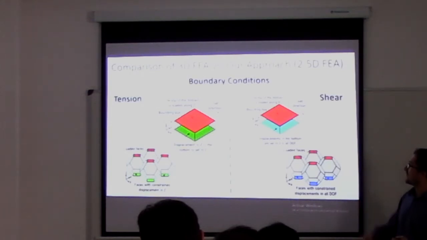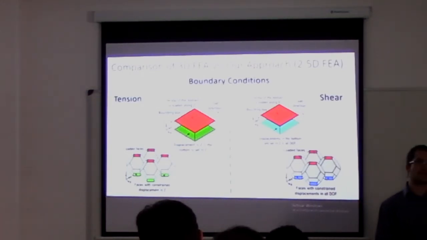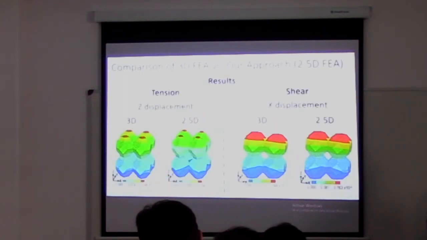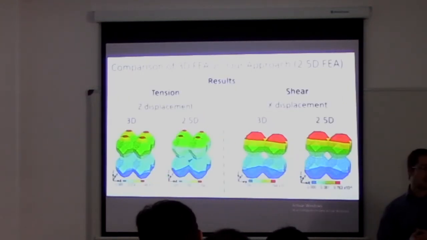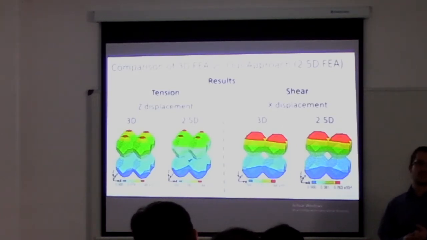For the case of the tension test, we only constrain in the z direction, so that the domain can move along x and y directions. So here are some results of our simulations. By the way, we use ANSYS for running our simulations. And here I want you to notice two main things.